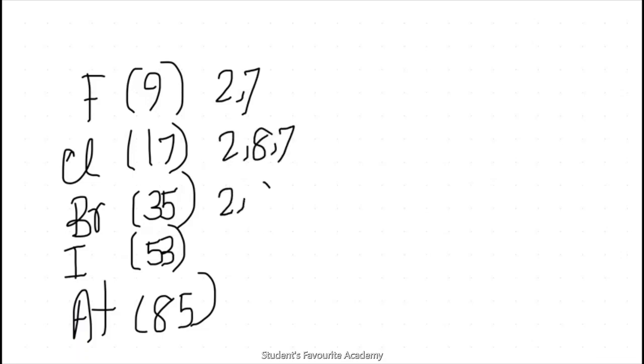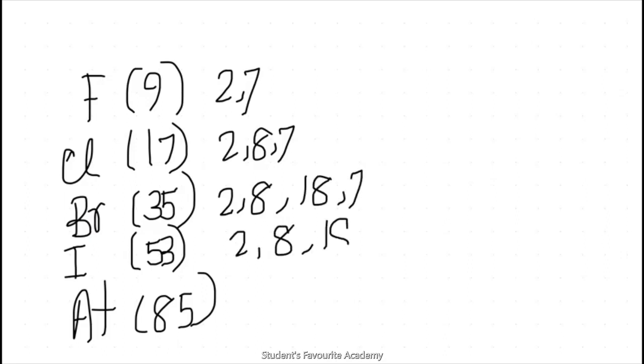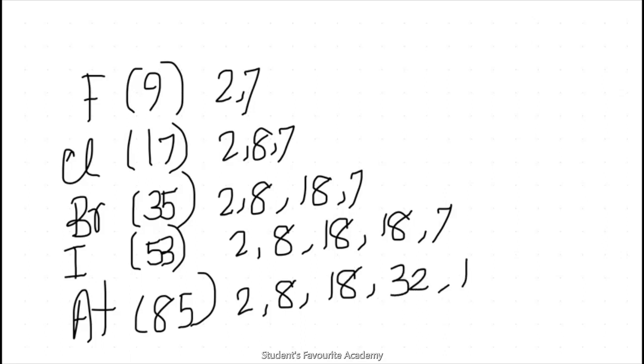2,8,18,7, this is 2,8,18,18,7, and this is what children? 2,8,18,32,18 and 7. So this is my electronic configuration down the group.